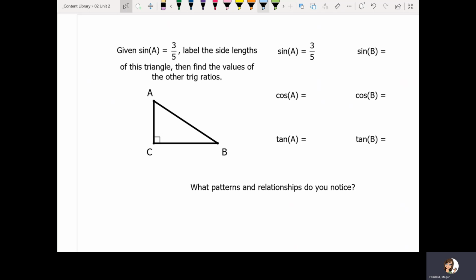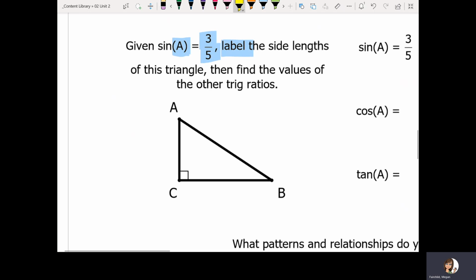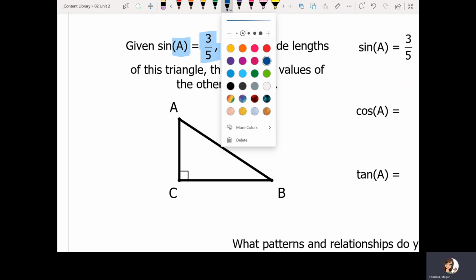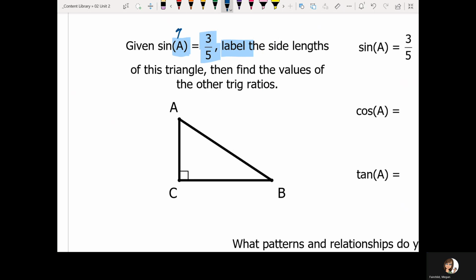Given sine of A is 3/5, label the side lengths of this triangle. All right, how do we do that? Well, remember, this letter next to sine represents a what? An angle, right? So they're talking about angle A.